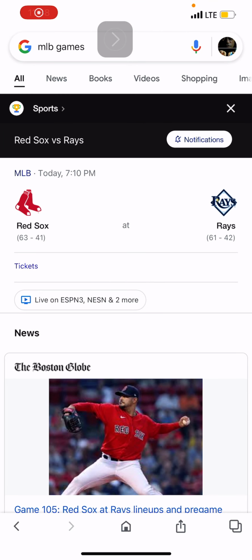So I'm checking out this game today, the Red Sox versus the Rays. Obviously yesterday the Red Sox got their asses whooped, and I don't picture them getting their asses whooped today, just for the simple fact it was 13-1 last night.